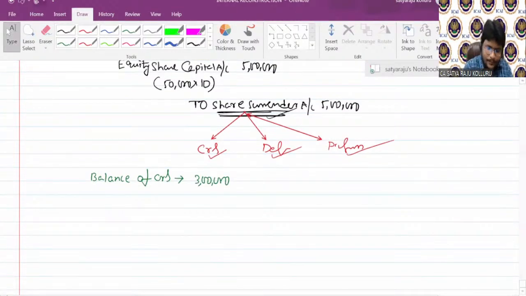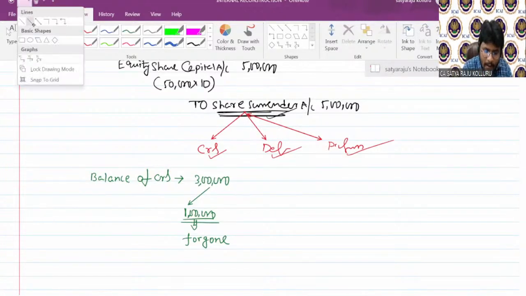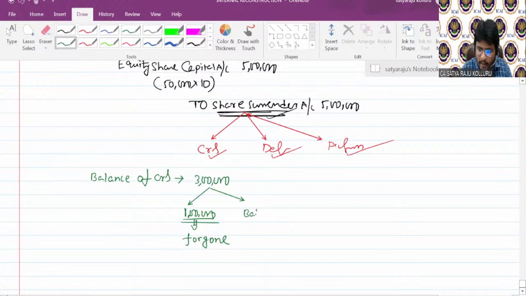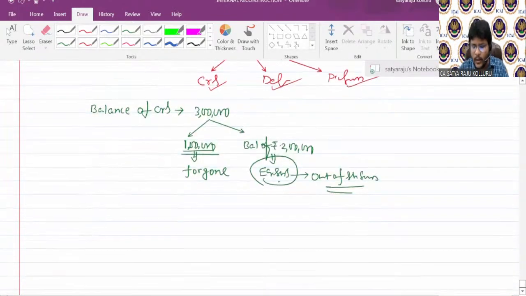Now the issue is, out of such 3 lakhs, 1 lakh amount is foregone by the creditors. For the remaining 2 lakhs, they are expecting equity shares. The company issued the equity shares out of share surrender. Now consider it, guys, all of you.